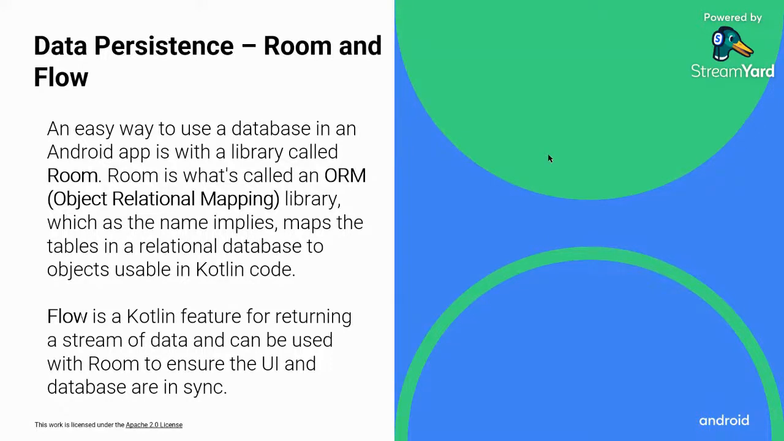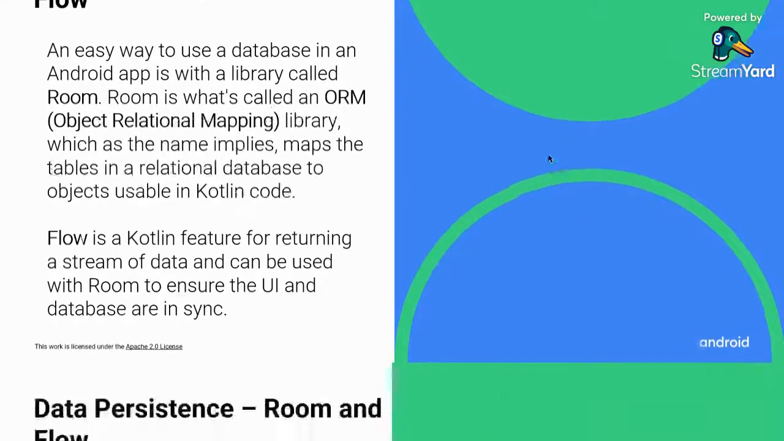And then Flow is used for returning these sets of data to your UI controllers, which are again your activity and fragments, to ensure that the data that you have in your object in a part of your Room library, which is fetched from your database, and the one that you show up in your UI, are in sync, right?